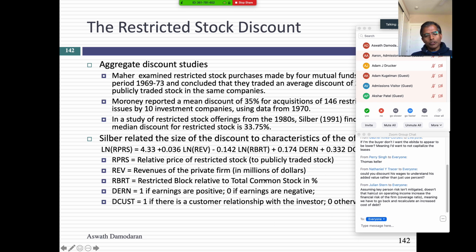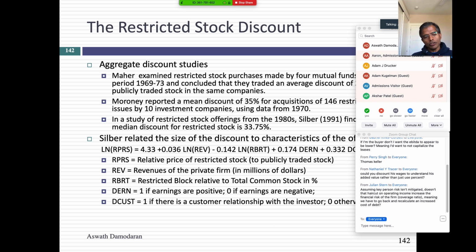He threw in the percentage of how big the block was relative to shares, arguing that the bigger the block, the bigger the discount should be. He threw in a dummy variable for earnings. If earnings were positive, it was 1, 0 if it was negative, arguing that companies that are making money should have smaller discounts. And finally, he threw in a dummy variable for whether the person buying the shares had a customer relationship, in which case you might have some side game going on.